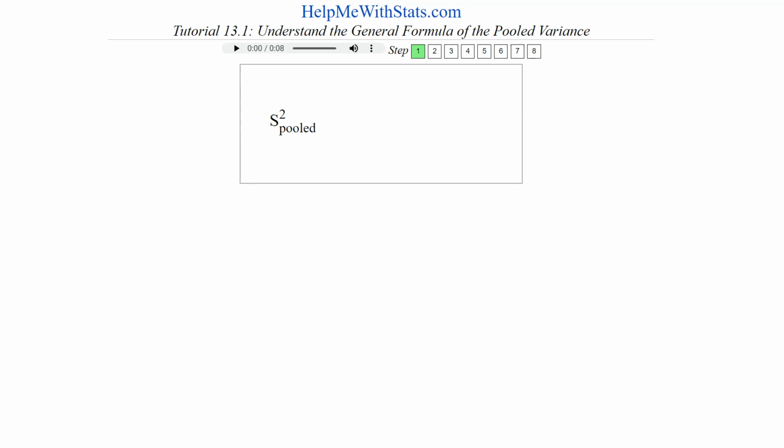HelpMeWithStats.com was used to create this tutorial that can help us understand the general formula of the pooled variance. Let's work through the calculation for the pooled variance. We'll begin by defining the pooled variance as S squared pooled.